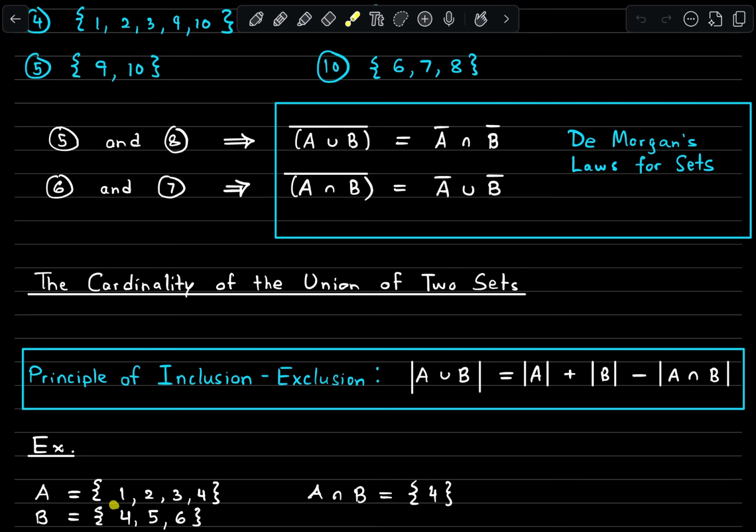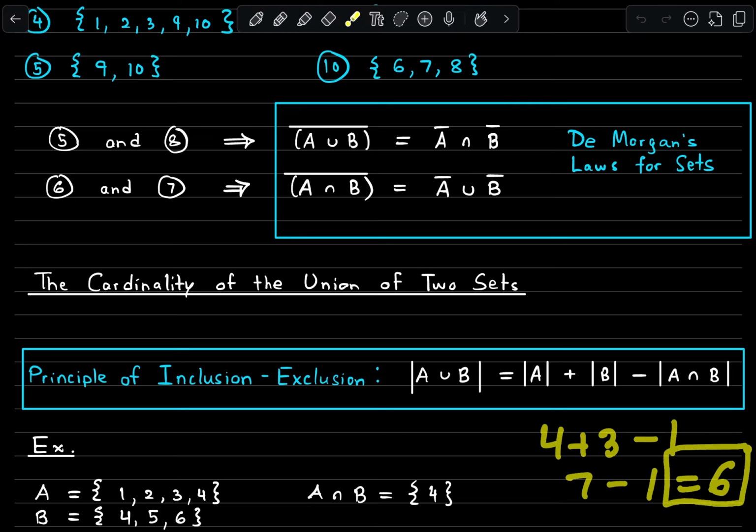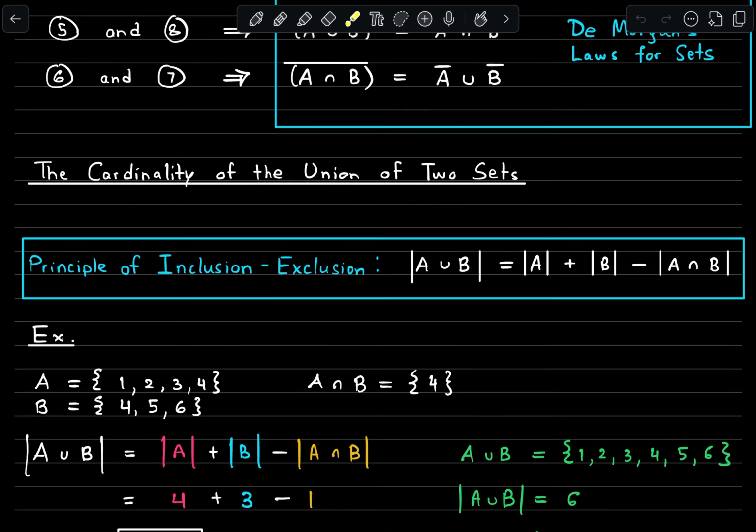Okay, so let's see an example of how this might work. Suppose we've got set A is 1, 2, 3, 4. Set B is 4, 5, 6. Their intersection, of course, is going to be the element number 4. Well, then the cardinality of A is just going to be 4. The cardinality of B, we've just got 3 elements, that's 3. The cardinality of A intersection B, they've only got the 1 element in common. We don't want to double count it. We've already counted that element number 4 here. We've counted the element number 4 here. We don't want to double count it, so we're going to subtract it off. So we've got 4 plus 3 minus 1, and that gives you that the cardinality of the union of A and B is 6.